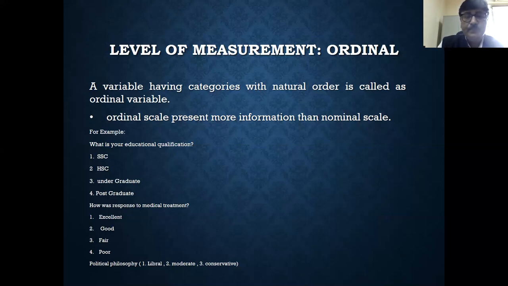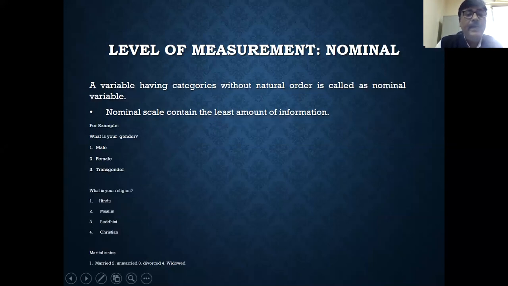Next is nominal. A variable having categories without natural order is called a nominal variable. Without natural order means when you read the variable, you will not find in your mind that there is a natural order. For example, what is your gender? Male, female, transgender. You will not find that male is inferior and female is superior. So there is no natural order here. Now, what is your religion?